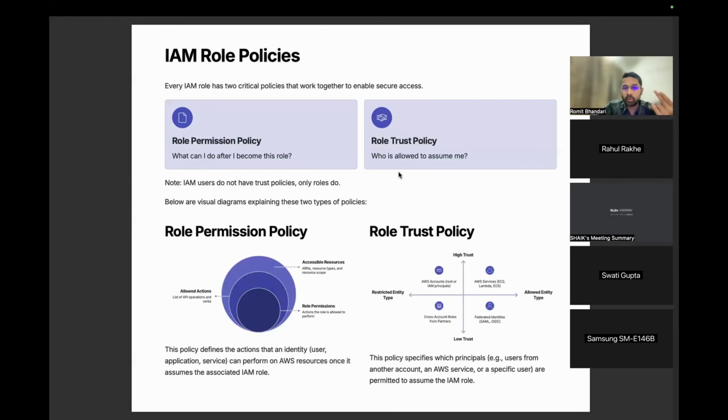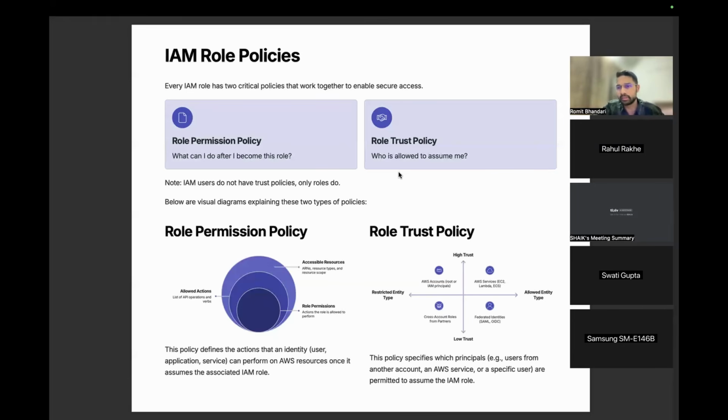IAM users and IAM groups, they do not have trust policies. Please remember that, that's the major difference. Only roles have trust policies, which basically tells you who is allowed to assume the role. So role permission policy is the normal permissions related policy which we just saw.